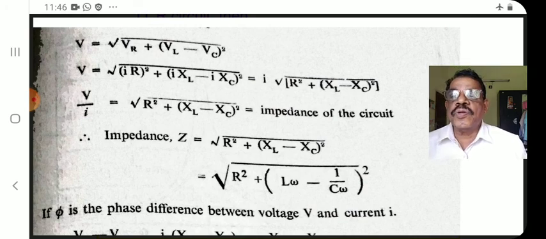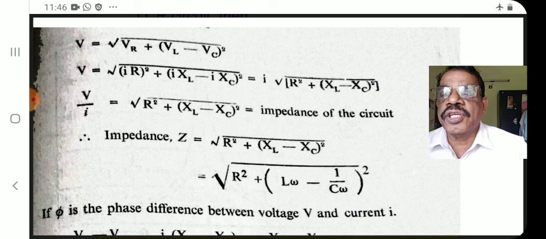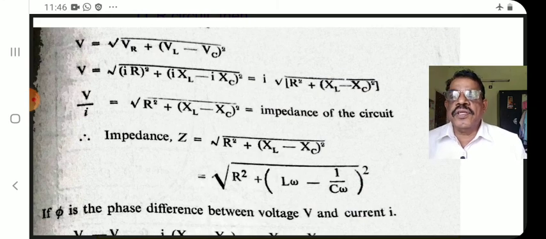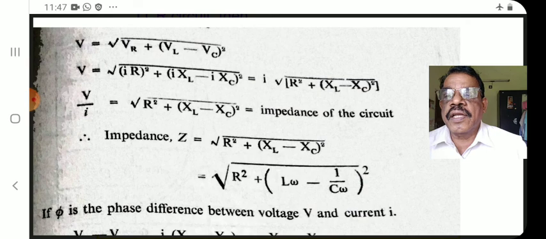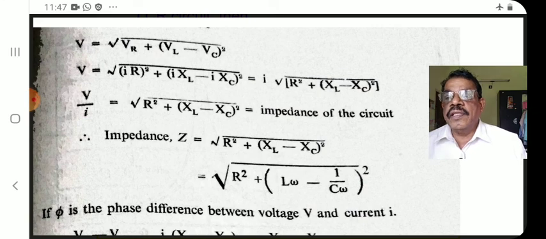And this term we put as Z, and Z is called the impedance of the LCR circuit. So impedance Z is equal to the root of R square plus XL minus XC whole square. Substituting the values of XL and XC, Z is equal to the root of R square plus L omega minus 1 by C omega whole square. And this is the impedance of the series LCR circuit.